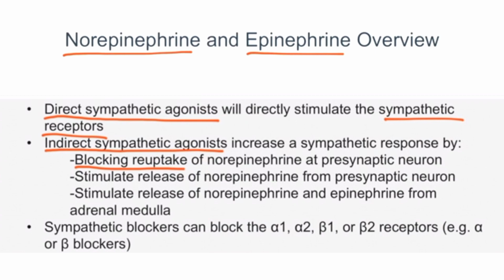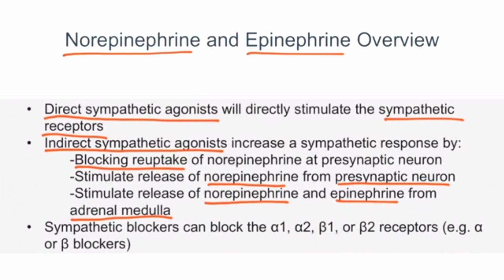Another way that indirect sympathetic agonists work is by stimulating the release of norepinephrine from the presynaptic neuron. And this is probably the most intuitive one. If you want to indirectly increase the amount of norepinephrine in the synaptic cleft, you can increase the release of norepinephrine into the synaptic cleft. And that's all this is saying. And the last major mechanism is to stimulate the release of norepinephrine and epinephrine from the adrenal medulla. And then these neurotransmitters will travel through the blood and act on the respective receptors.